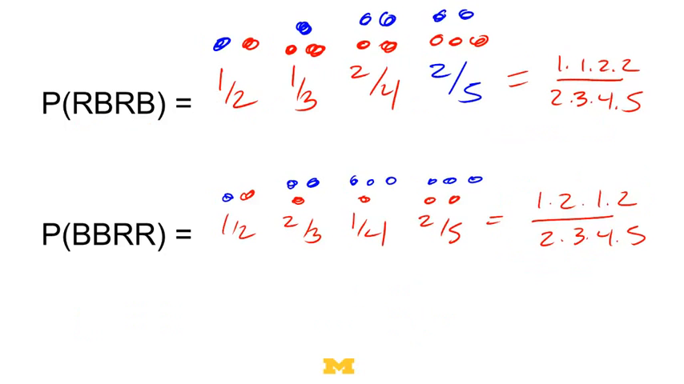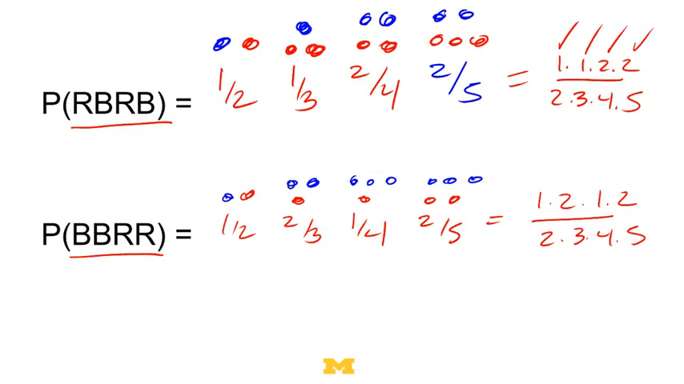Notice here again, in the case where I picked out 2 red balls and 2 blue balls, the orders were different. So here it went red, blue, red, blue. Here it went blue, blue, red, red. Again, when I pick the first red ball, there's only 1 to pick from. When I pick the second red ball, there's 2. When I pick the first blue ball, there's only 1 to pick. When I pick the second, there's 2. So I get a 1, a 1, a 2, a 2.